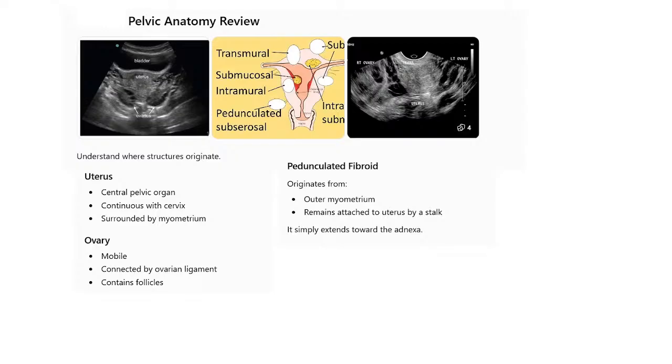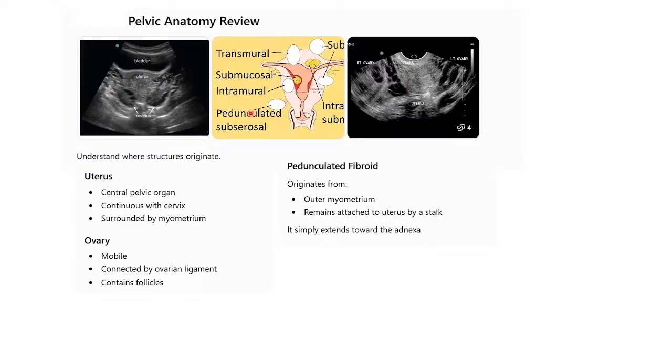So let me briefly take you again down the lane of our pelvic anatomy. This is just a brief overview. Here we have the urinary bladder, then the uterus, the ovaries on either side, the right and the left side ovary. That's the same anatomical diagram. This is a transmural fibroid. Then you can have the subserosal fibroids, then an intramural fibroid, then the submucosal fibroids which are here, then the intramural fibroid.